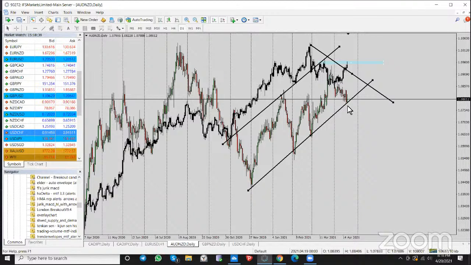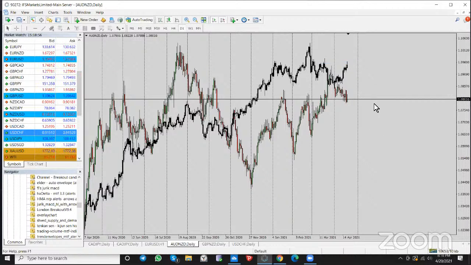Unless Kiwi is weak at the same time, then this play won't be possible. But let's go for the basic version. Minor should always follow the major. If the major signals a downtrend, the minor will follow sooner or later. Right, and that's my Aussie Kiwi play.